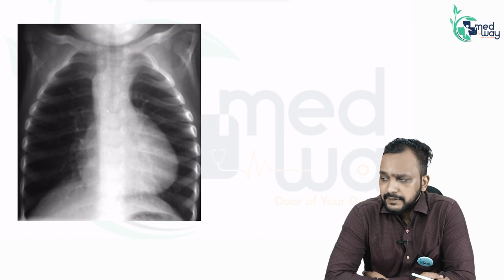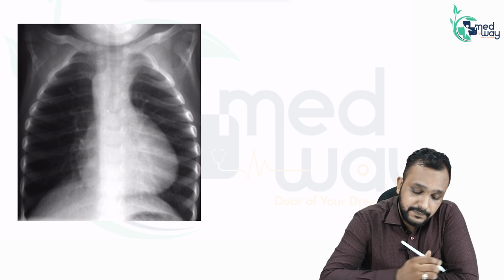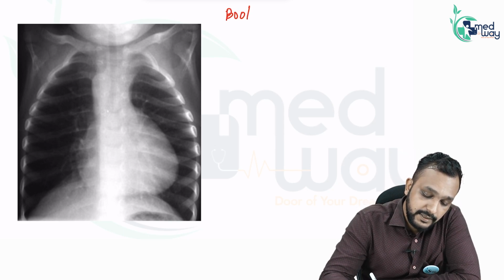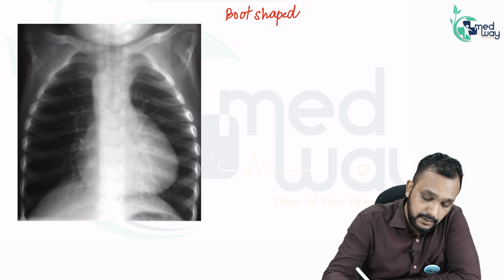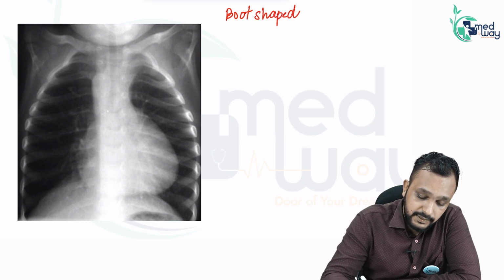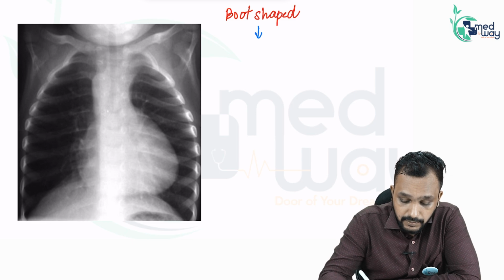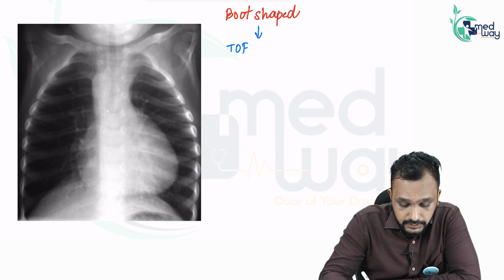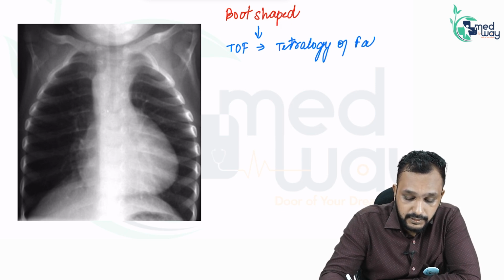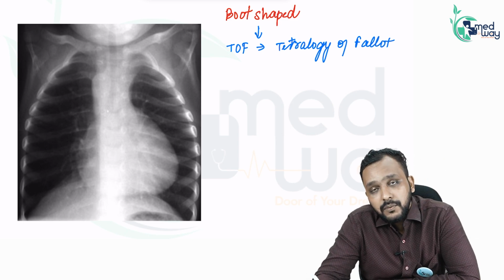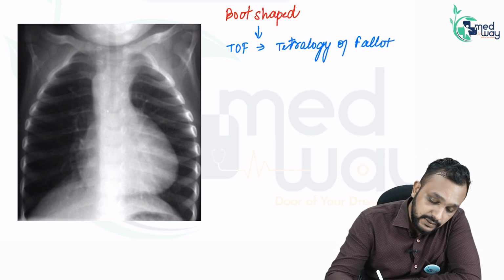Coming to another image, what are we able to see on this image? So, this is your characteristic boot shaped heart. Now, can you tell me boot shaped heart is seen in? Very simple question. Tetralogy of Fallot, right? So, what are the 4 components? This is the first thing that we need to know. What are the 4 components of tetralogy?